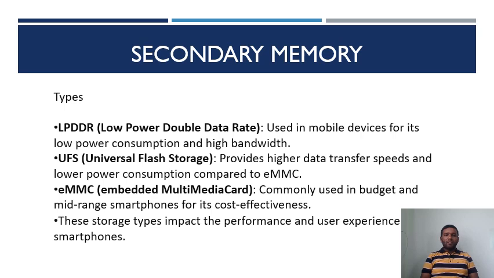This is about the secondary memory. Three types here: LPDDR, which is low power double data rate; UFS, which is universal flash storage; eMMC, which is embedded multimedia card. These are the three types of secondary memory.